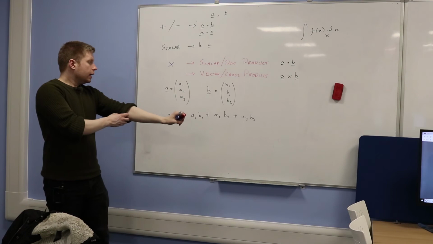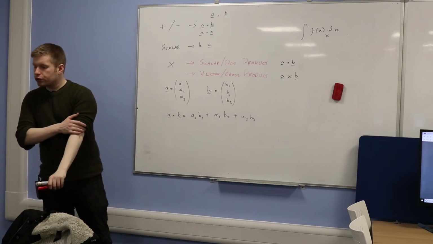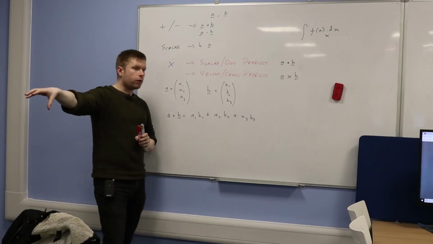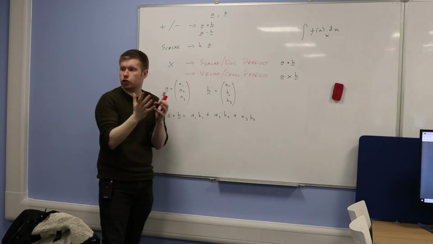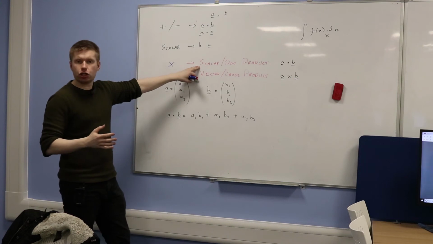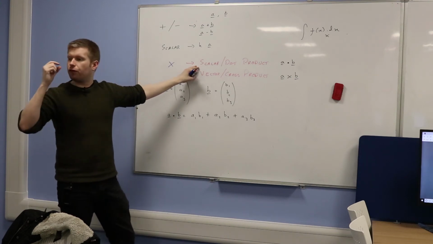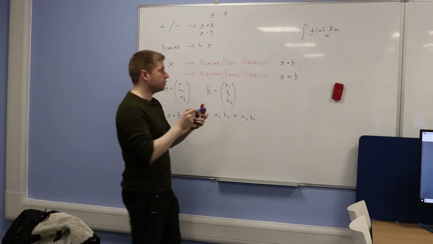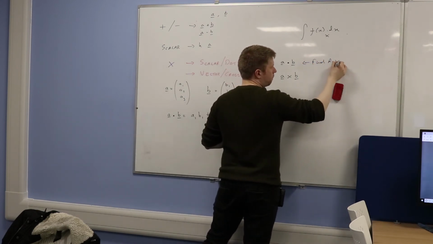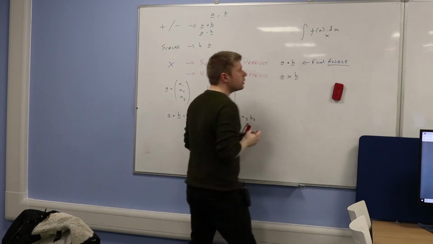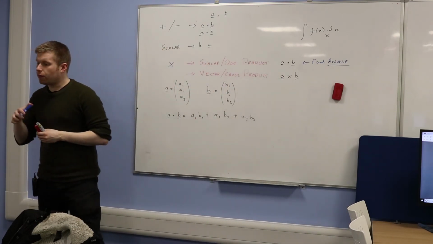If you're interested in the proof of this, there is a video online of me proving this for you. It's literally just the cosine rule. But an application of the scalar product is to find the angle between two vectors.